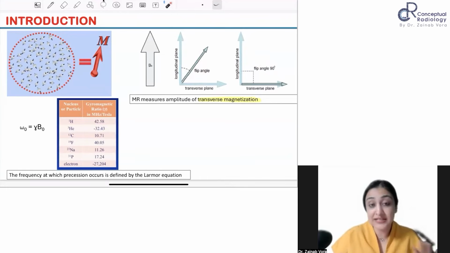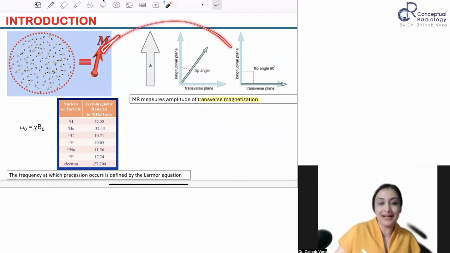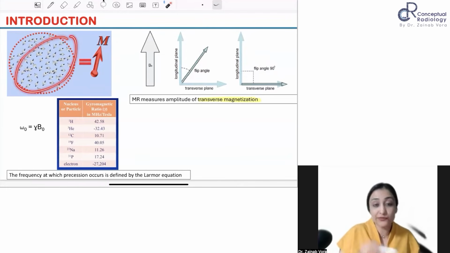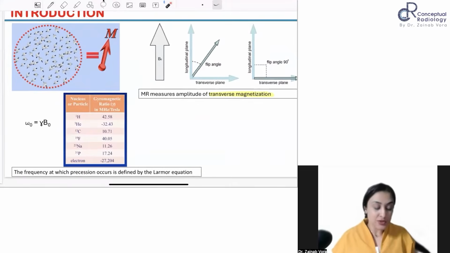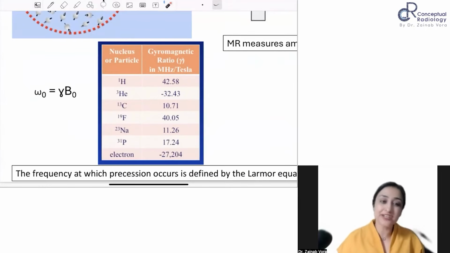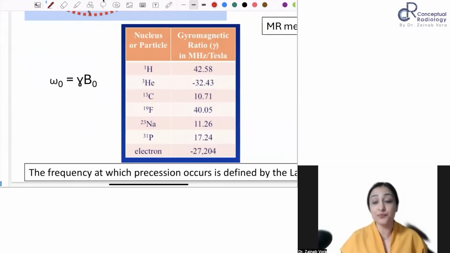That much part is clear. So let's again go back, reverse. We said that all of these are spinning on their own axis. So this is what is called as what equation? ये क्या equation है, इसका नाम बताओ?